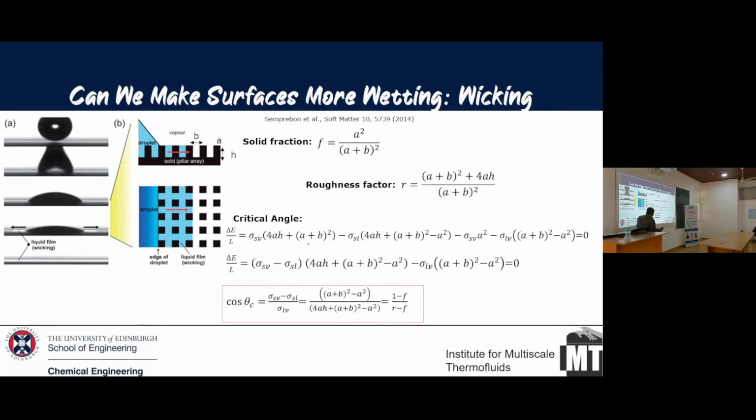Very quickly, if you have a patterned substrate in this fashion, your contact angle is fundamentally dependent upon the roughness and the solid fraction. That's it. And very simply, we get something like (1 minus f) divided by (r minus f).